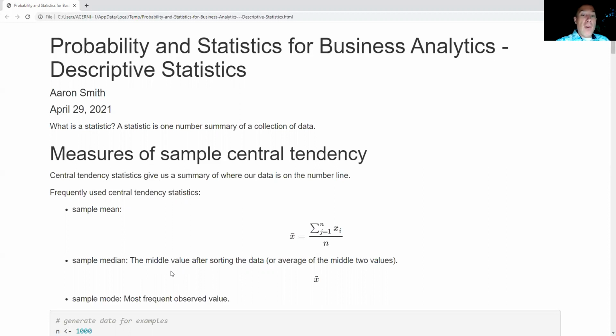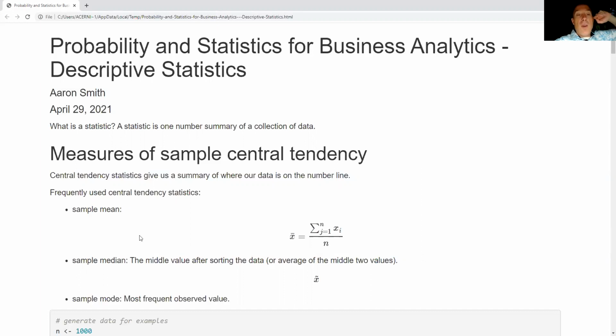The middle value is called the sample median, which is also a way to find the middle of our data. If I have an odd number of observations, it's just the middle one. What if I have an even number of observations? I take the average of the two that are in the middle, that is, the sample mean of those two. Now, the sample mode is the most frequent observation.